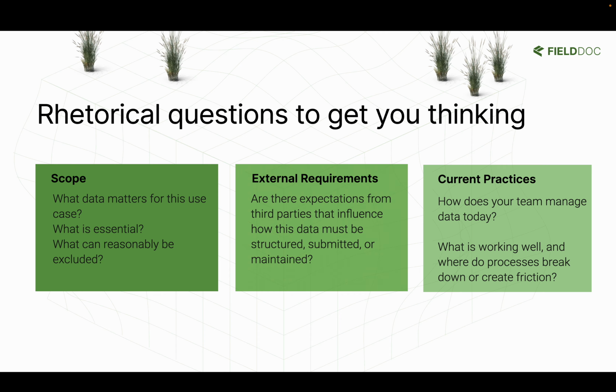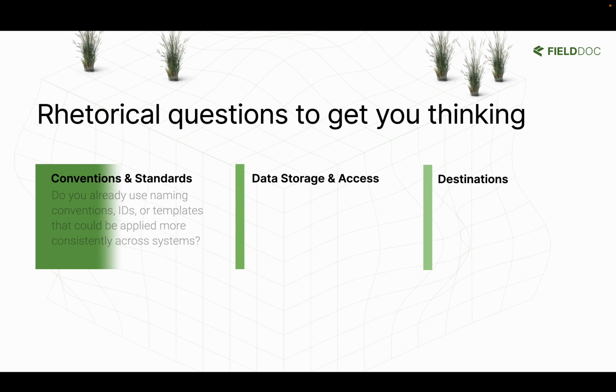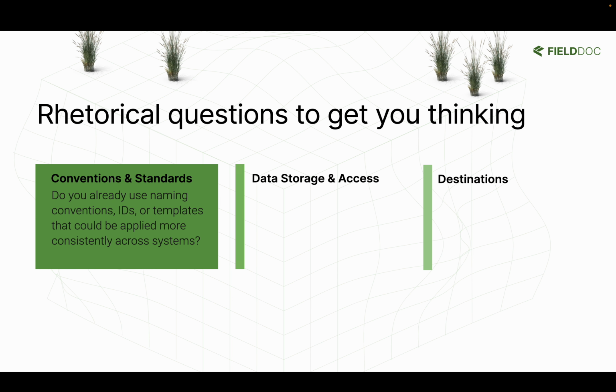And most importantly, how do you manage it today? What is working well? Lean into that. Lean into your strengths, but then also look at where the processes break down and create friction so that you can address those. I've got more rhetorical questions for you. Conventions and standards. Do you already use naming conventions in your file saving structure or how you're naming all of your restoration locations? Lean into those.